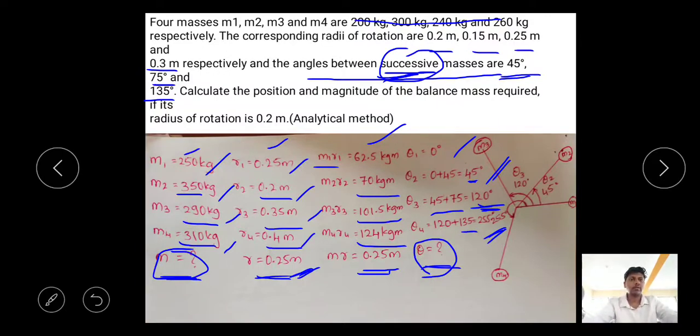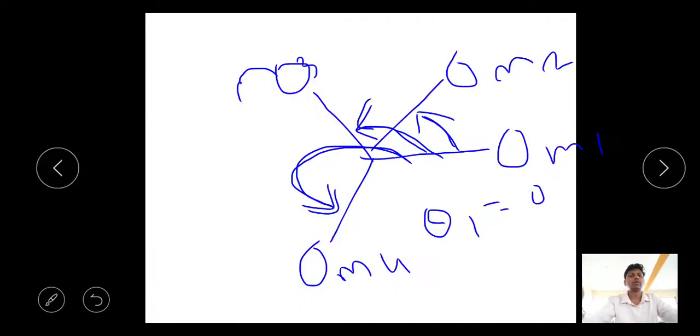Whenever the word successive is used, you have to add the previous angle. See, 45 is given, you have to add plus 0. Okay, 75 is given, you have to add 45, you will get 120. 120 plus 135, you will get 255. So these are the 4 angles which are given.